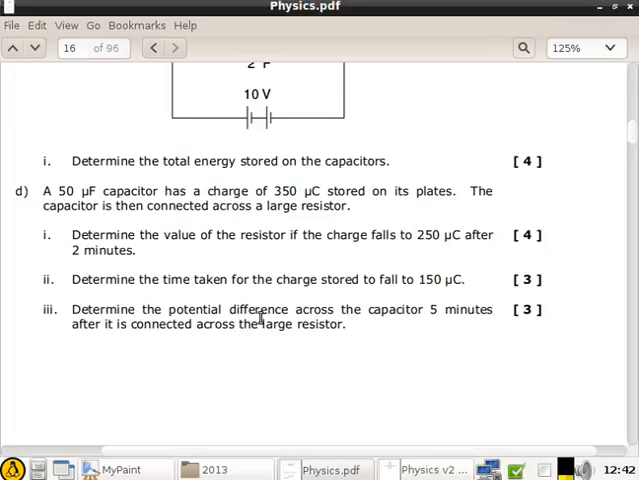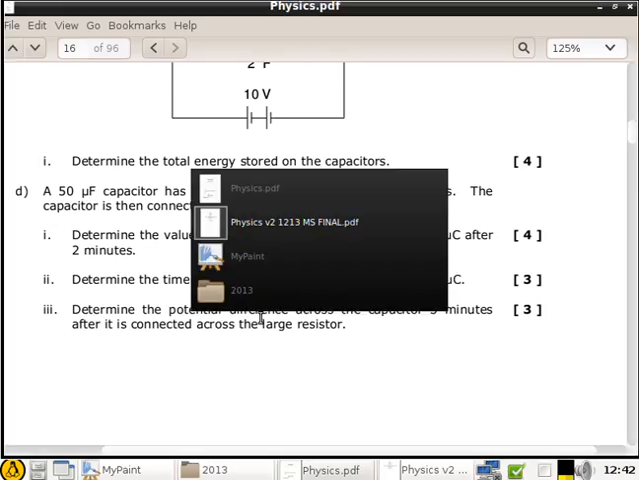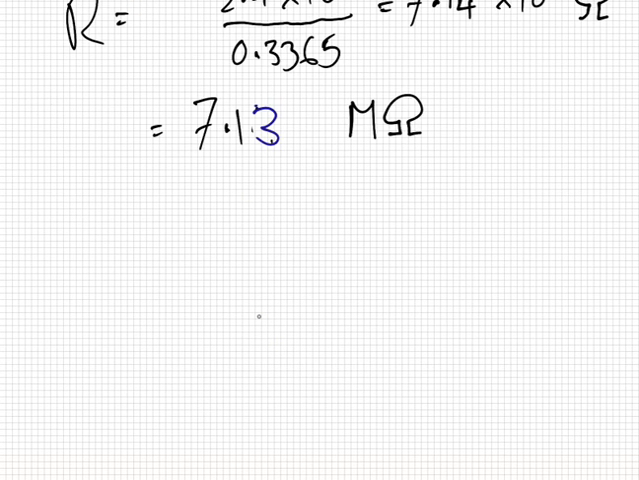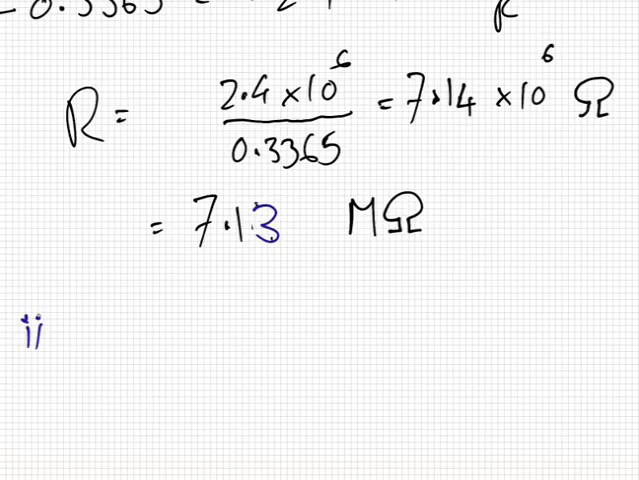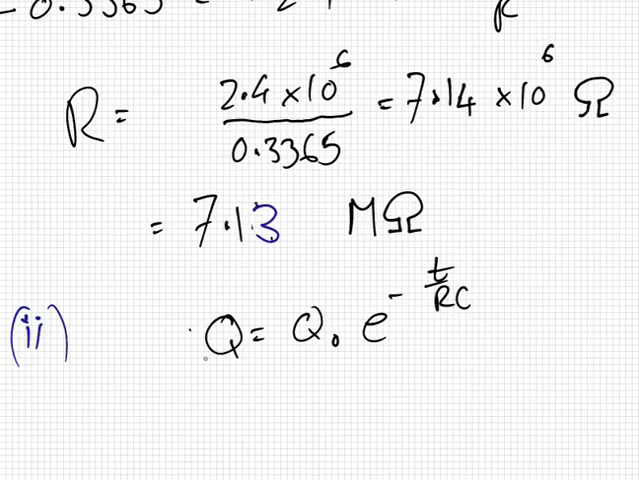So now we want the time taken for it to decrease to 150. Okay, so this is part 2. Which formula do I need there? I need this one again, isn't it? Q equals Q0 e to the minus t over RC. What's the Q now? 150 micro, isn't it? And what's it at the beginning? 350 micro. And then it's still the same.